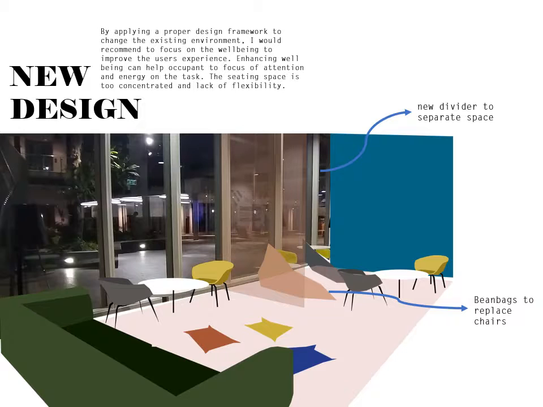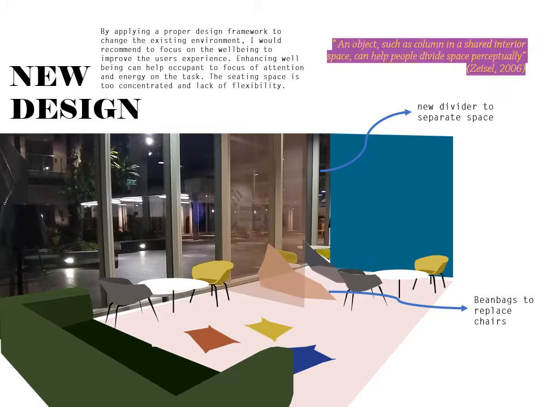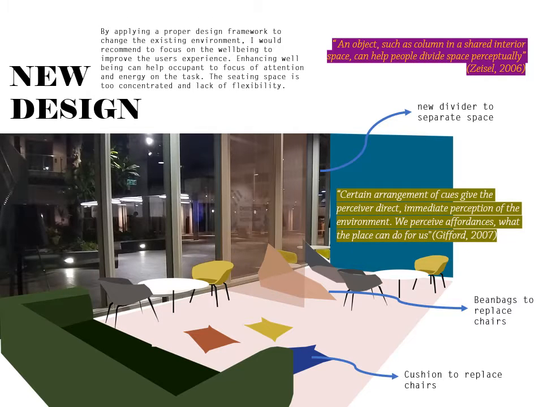Columns and dividers can be installed to increase privacy. Any object existing in the shared interior space can help people divide space perceptually. The users tend to keep far distant from others, so columns can be added to act as space dividers to create more private space in general. Cushions can replace chairs in order to increase flexibility. The cushion gives users a clue, a perception of a seating area.